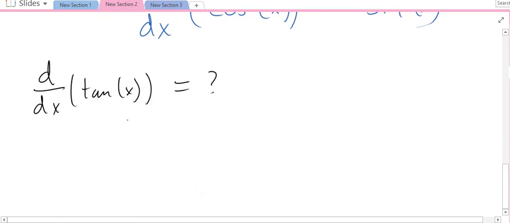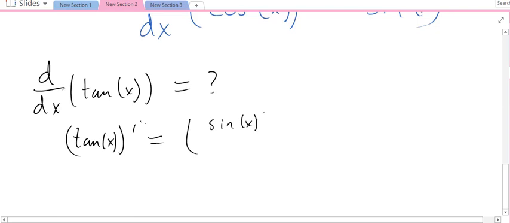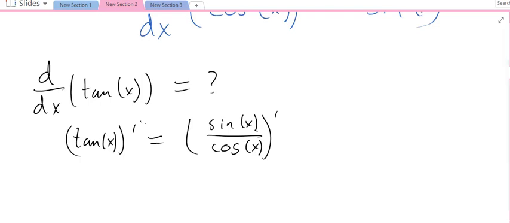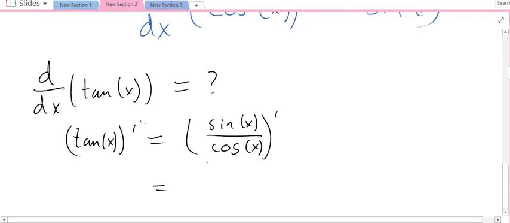If we stop and think about this, I'll use the prime notation. So tangent of x prime is going to be sine of x over cosine of x prime. We can figure this out using the quotient rule that we have established previously. So we're going to take the bottom function, cosine of x, times the derivative of the top function.